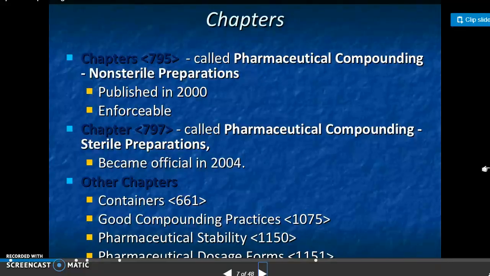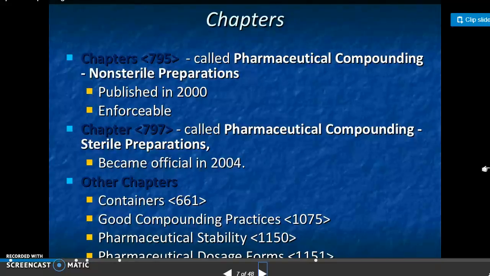And when you do compounding in many cases within a pharmacy, you may not necessarily use, for example, a laminar hood. And those particular formulations are still good when you're making gels, for example, and then lotions or creams. And then chapter 797 is called pharmaceutical compounding and sterile preparation.